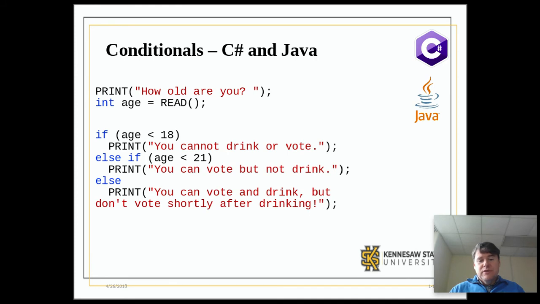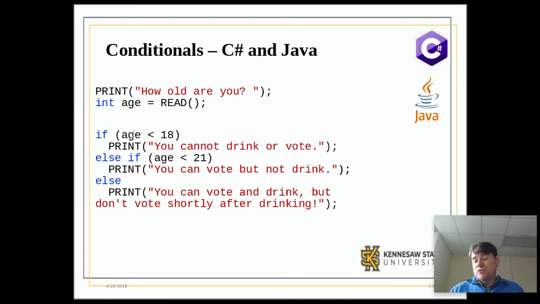All right, so let's look at this in C# and Java. Actually, the code is going to be pretty much identical if we ignore print and read. So print, how old are you? We read in an age. If the age is less than 18, print this. Otherwise, if it's less than 21, print that. Otherwise, print this. So let's talk about the else, because we didn't talk about that.